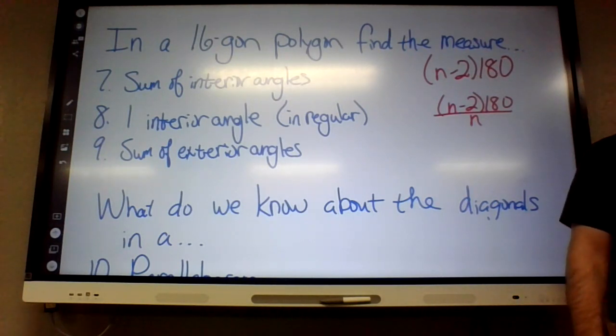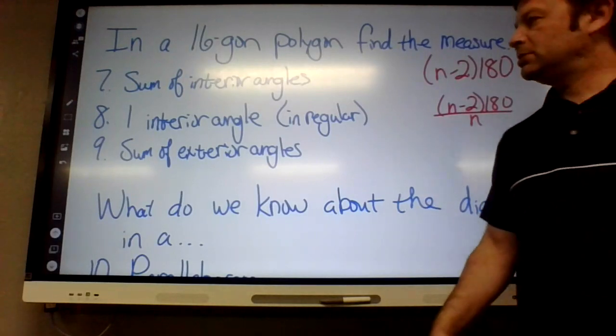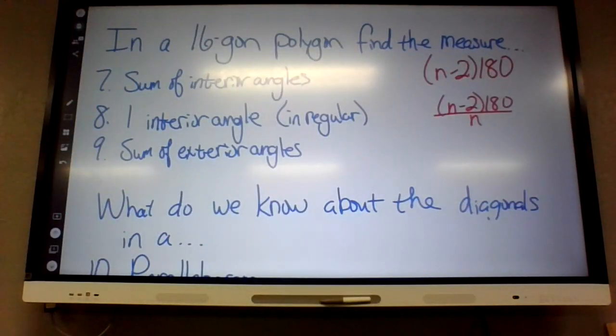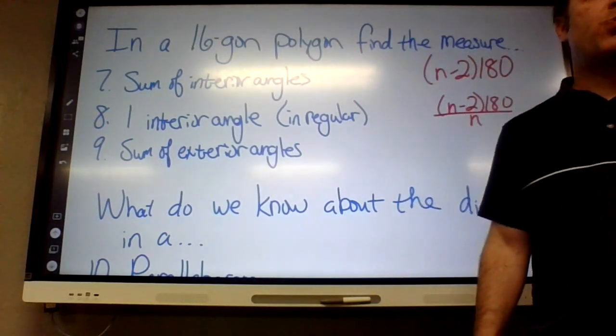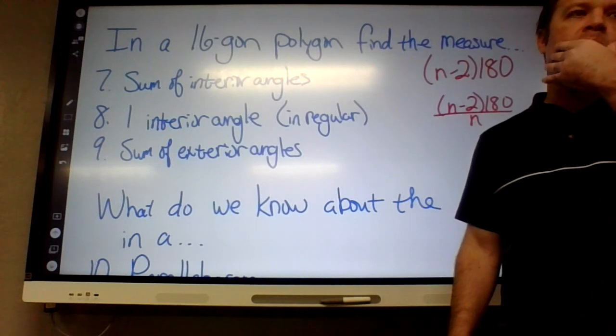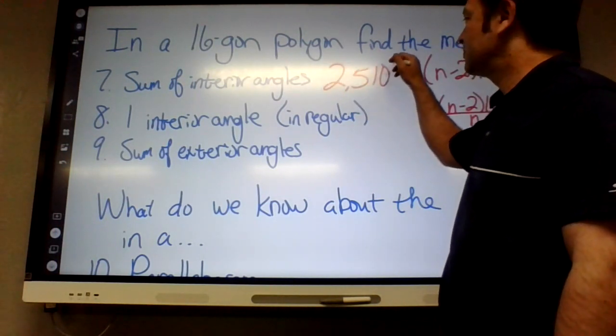Right. Obviously. Shush. All right. What did you guys get for the 7? Didn't do it, maybe. 2,510. 2,520.